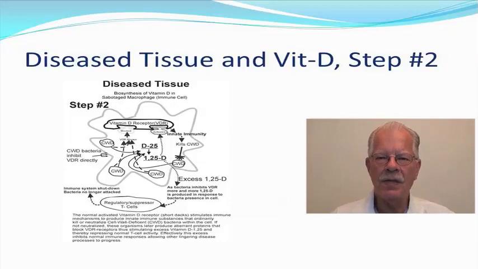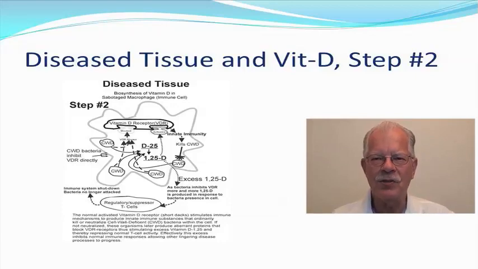And so what happens is the 1,25-D rises, and then the T regulatory cells see that there's enough there, and so it shuts down the immune system. So basically the bacteria control the immune system by shutting it off in the front door, and then it shuts it off in the back door when 1,25-D gets to a high level.